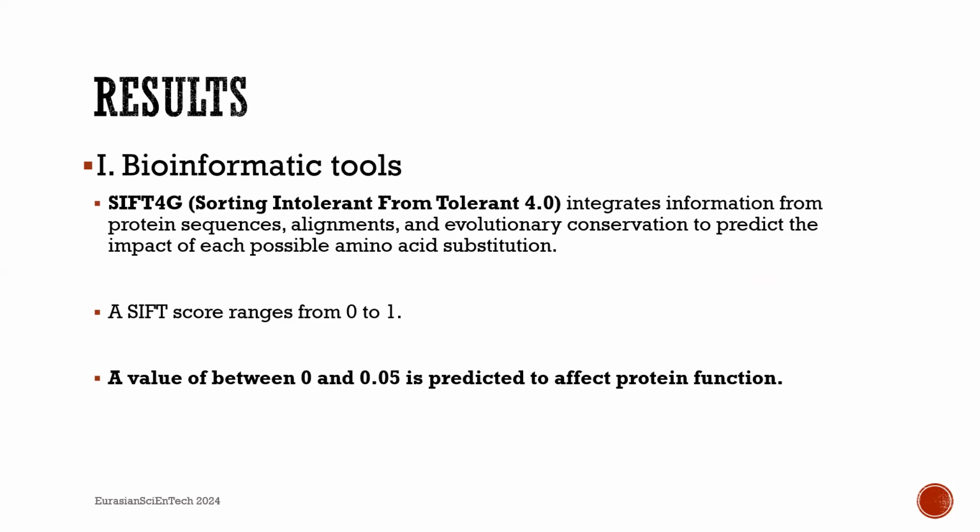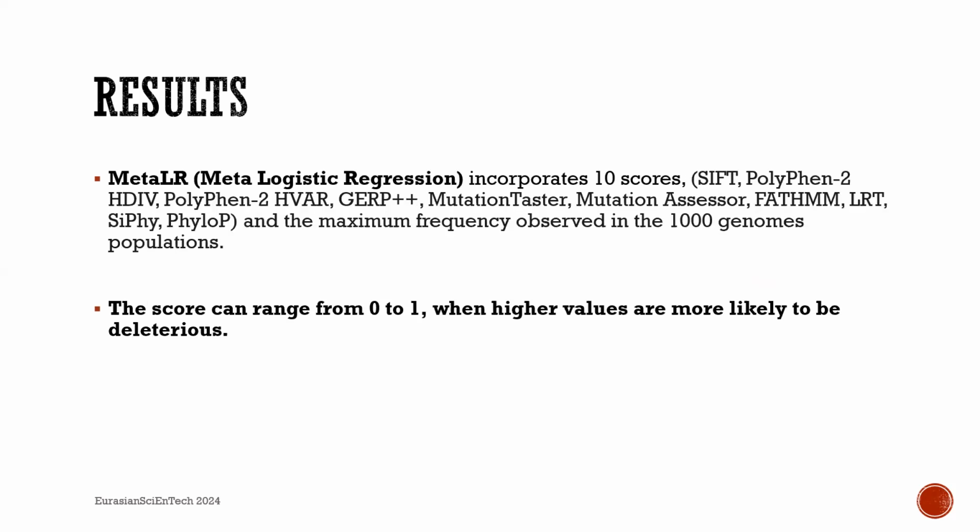SIFT4G integrates information from protein sequences, alignments, and evolutionary conservation to predict the impact of each possible amino acid substitution. And here we have a score ranging from 0 to 1. If we have a value between 0 and 0.05, then it is predicted to affect the protein function.